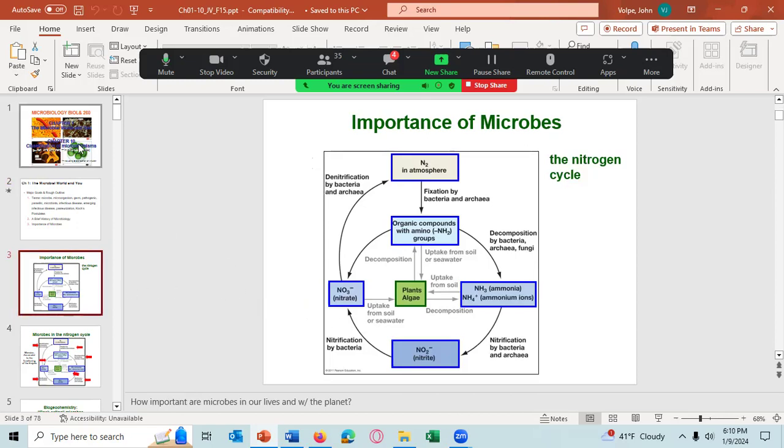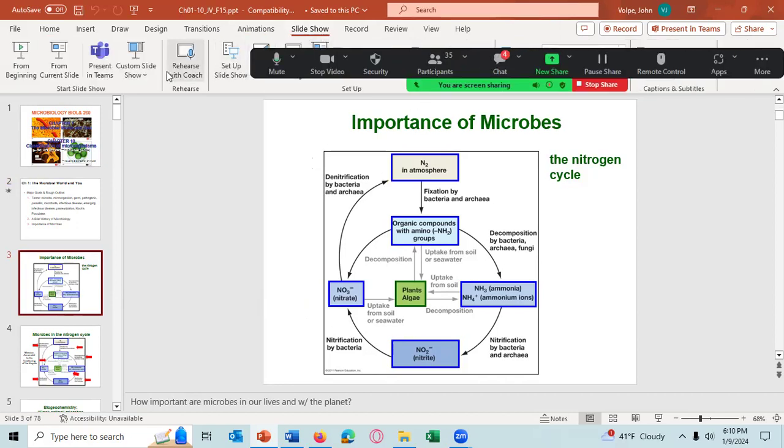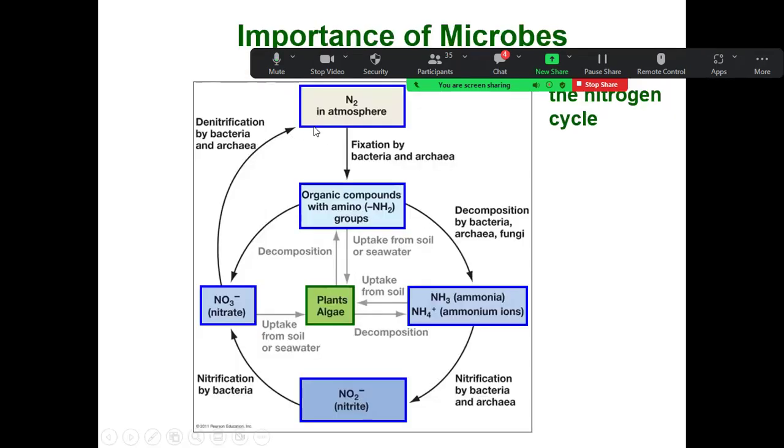Here we're seeing the nitrogen cycle on the planet Earth. You can start it with the nitrogen in the atmosphere. That nitrogen can be pulled out of the atmosphere by bacteria and archaea and fixed into an organic compound. When that organism dies, the organic compound can be decomposed by bacteria, archaea, and fungi, generally into ammonia and ammonium ions, although a little bit of the organic compounds might be taken up by plants and algae.